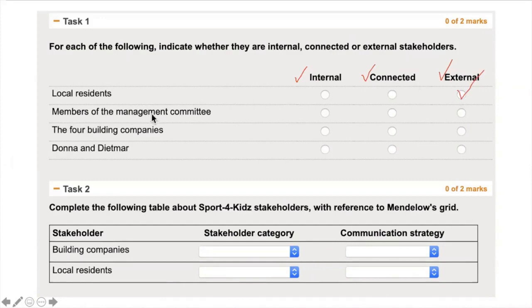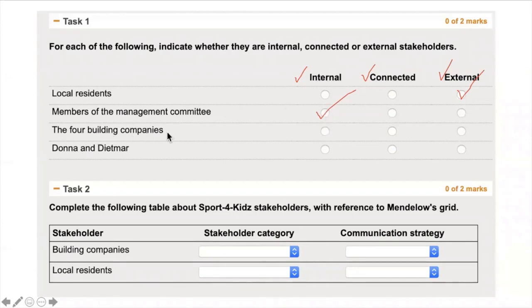What about the members of the management committee? They run it. So I would say they're internal. They have to make decisions on behalf of Sports for Kids. They're not connected. Connected would be having a contract like a customer or supplier. And they're not external. They're not outside the company. They're closer inside the company.